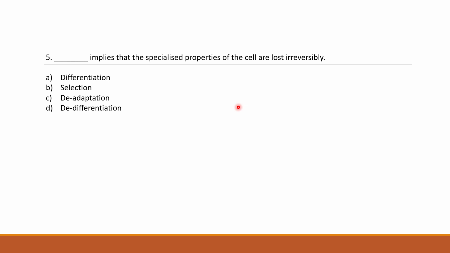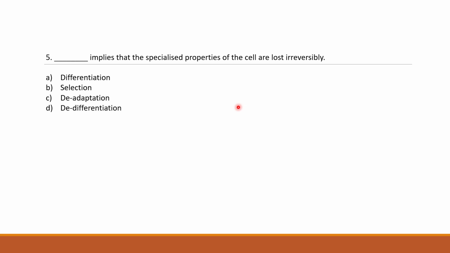Next question is, what implies that the specialized properties of the cell are lost irreversibly? Which is the answer for this? Differentiation. Sorry?